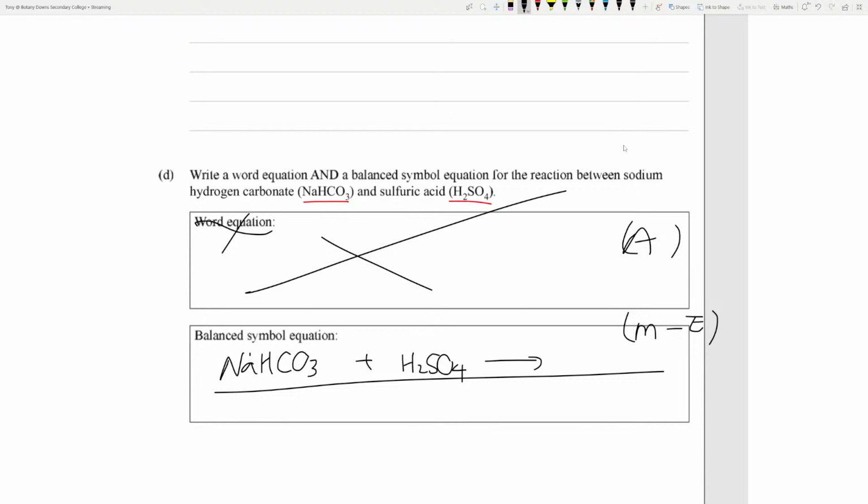So sodium carbonate plus sulfuric acid, you will make sodium sulfate, Na2SO4, plus water, plus carbon dioxide. If you can do that, you got merit. Now there are 2 Na here, so there's 2 Na. Once I've done that, I got 2 H's, 4 H's, I need to put a 2 here. And if you can just do what I did in the red part, then you have got the excellence, okay?